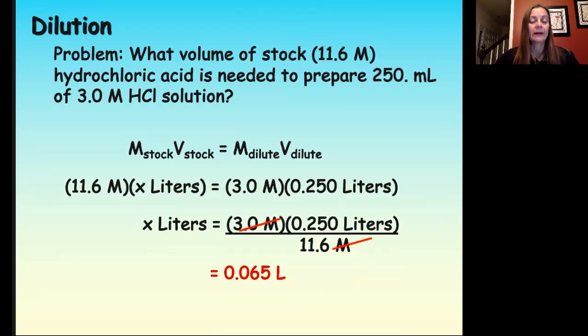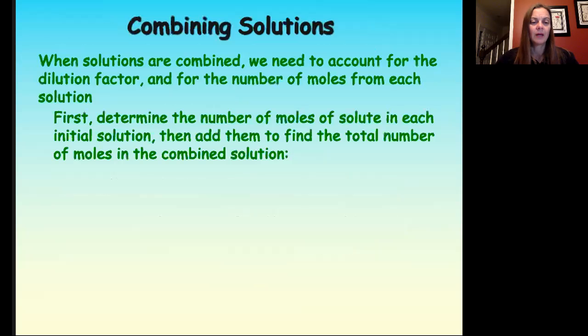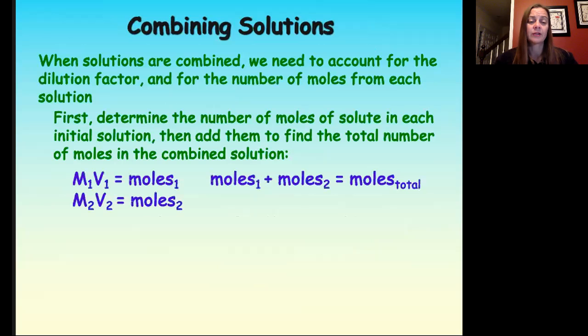Okay. Now, what if we take 2 solutions and we combine them? So when we combine 2 solutions, we have to account for the factor that we're diluting them. By combining them, we are going to have a larger overall volume, and we need to account for the number of moles that's being contributed from each solution. So in order to do that, we're first going to determine the number of moles of solute in each initial solution, and we're going to add them up to find the total number of moles in the combined solution.